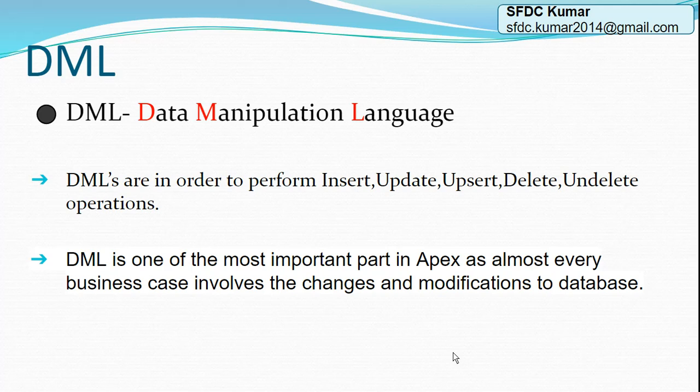For example, if we open a student record, initially we fill in the data, then click on the save button. What happened? The record is created. That is called insert. Now take an already existing student record. We just open the existing record, modify some data, and click on the save button again, so it automatically updates the data. Upsert operation, delete operation, and undelete operation we can discuss one by one in depth.